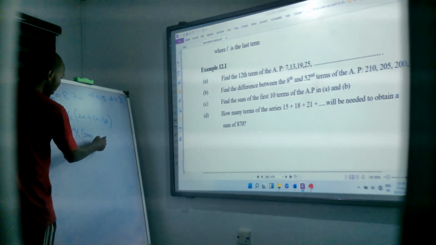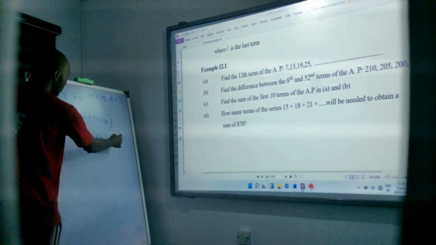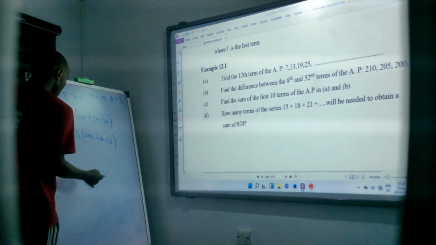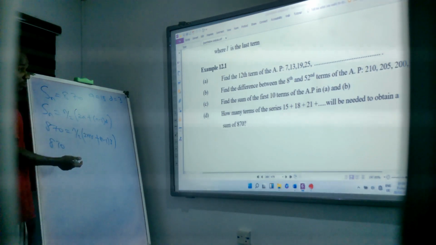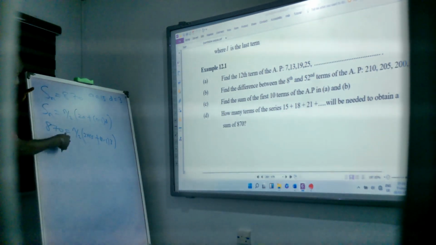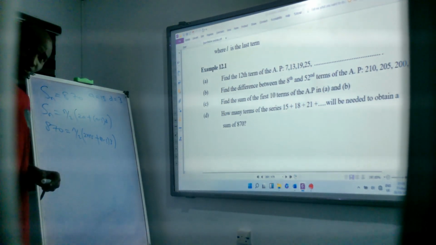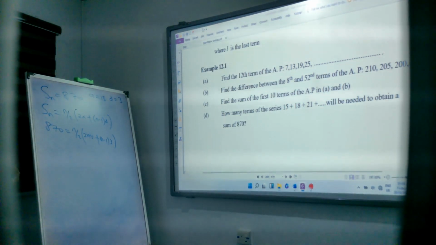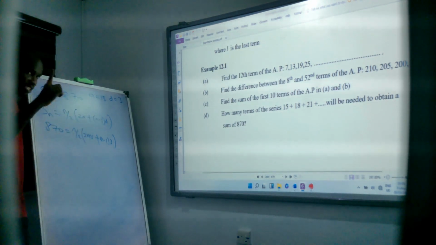That is what the sum equals to. We don't know what n is. We continue: 2 times 15, that is our a, plus n minus 1 times d, which is 3, equals 870. If I were you, I would multiply all through by 2, because of this fraction, I hate fractions. When I taught you equations, I said just multiply all through by the denominator of the fraction.